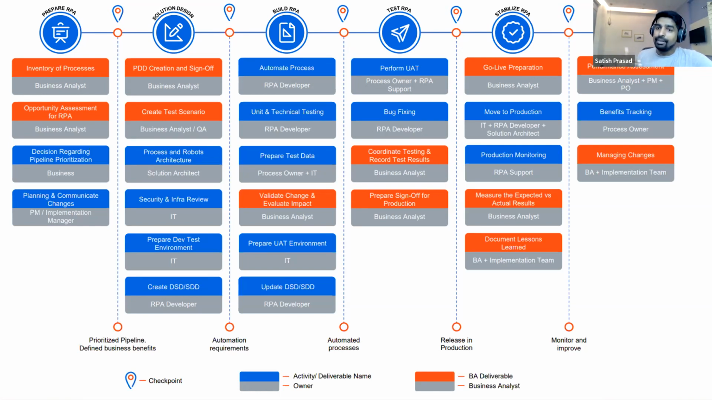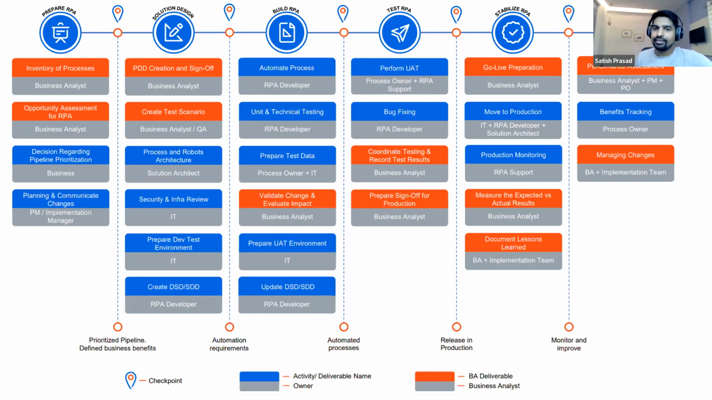But the RPA developer needs to work with the solution architects, because you need to follow the best practices and guidelines that have been set up by the enterprise, right, or your company. And the solution architect, business analyst, and RPA developer will work together to give the demo of the PDD to the RPA developer. And then the RPA developer will start creating a DSD and SDD. And then that has to be reviewed and signed off by the solution architect. And all of those things will be captured and signed off before we move to the next phase. So the outcome of the solution design phase would be a signed off PDD and a draft DSD and draft SDD, right? And then we move to the build RPA phase.